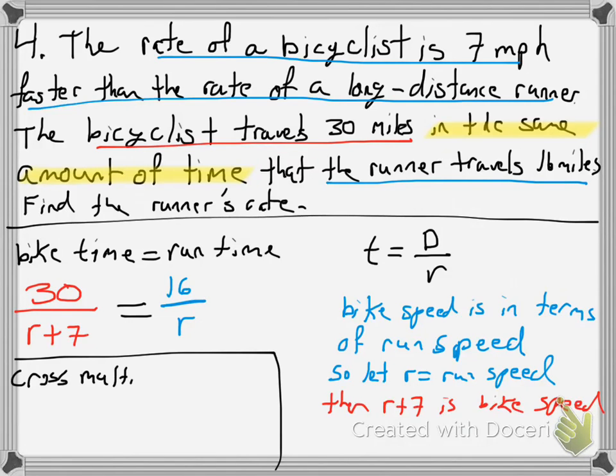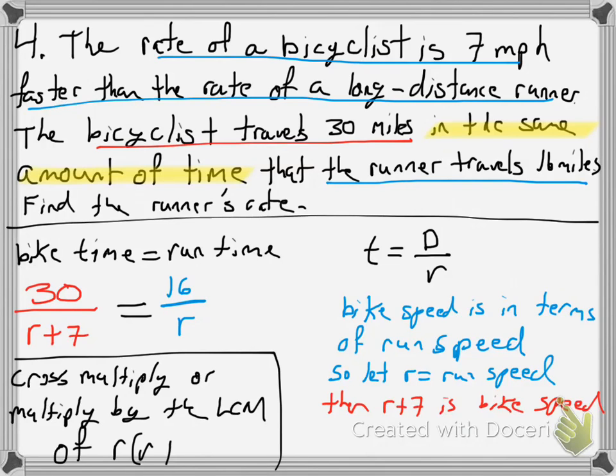And then we'll do the same thing here. We'll cross multiply, or we can multiply by the LCM, which would be r plus 7, and the problem will work out in a similar manner.